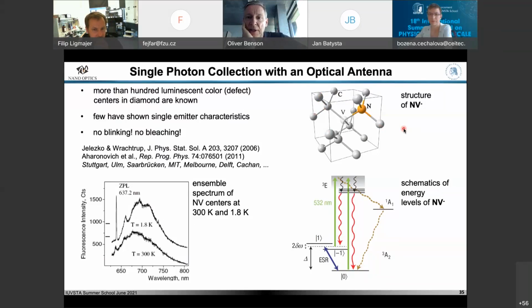And this defect here is just a missing carbon atom, and next to it is a nitrogen atom replacing a carbon atom, and this you can regard as kind of a molecule or atom-like object in a very clean environment. So the band gap is quite high in diamond, so visible light that's emitted from this defect is not interacting with the environment, so it's kind of a vacuum-like situation.